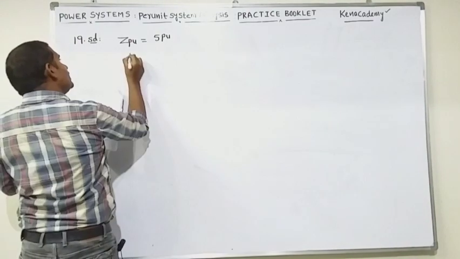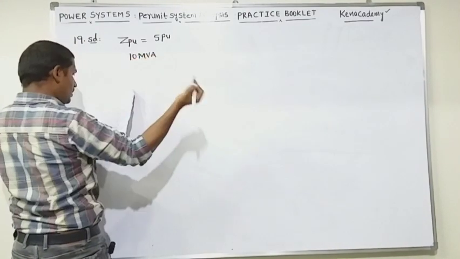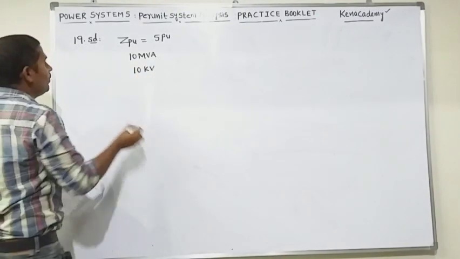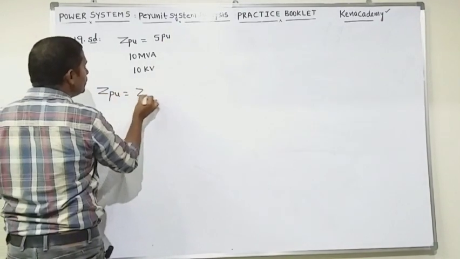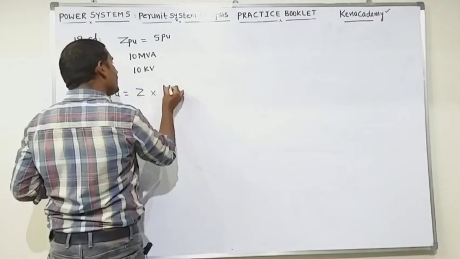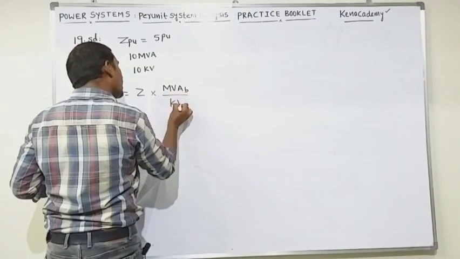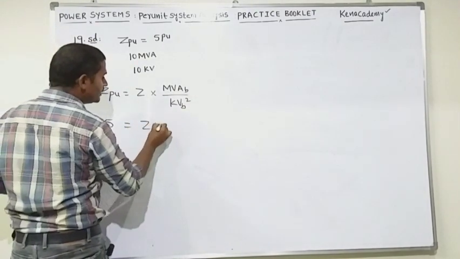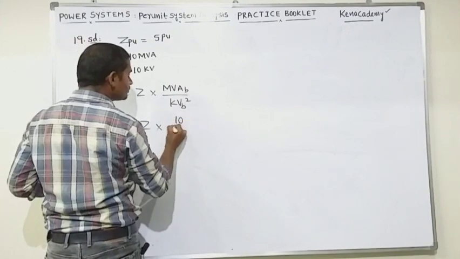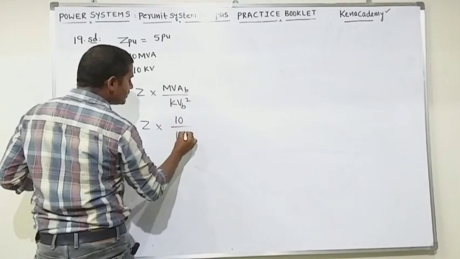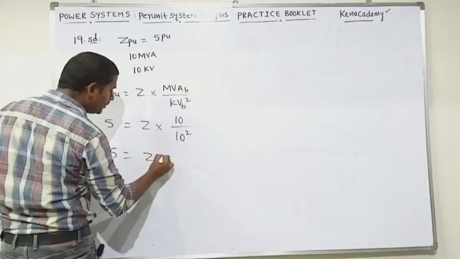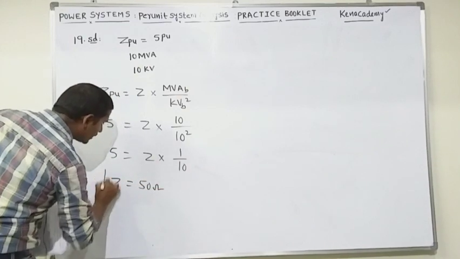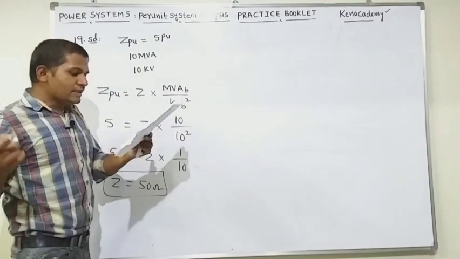The base values given are 10 MVA and base voltage 10 kV. Then what is the Z per unit formula? Z per unit equals Z actual into base MVA by base kV squared. This formula you know. So 5 per unit equals Z into 10 by 10 squared. That is 5 equals Z into 1 by 10. Then Z equals 50 ohms. The actual impedance is 50 ohms. This is the 19th question.